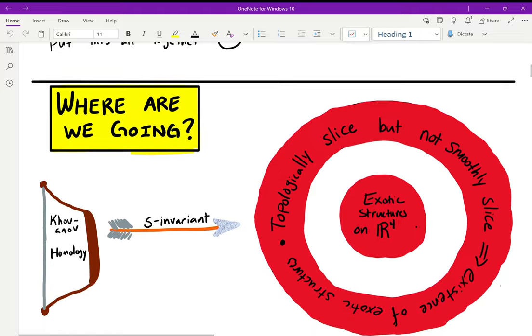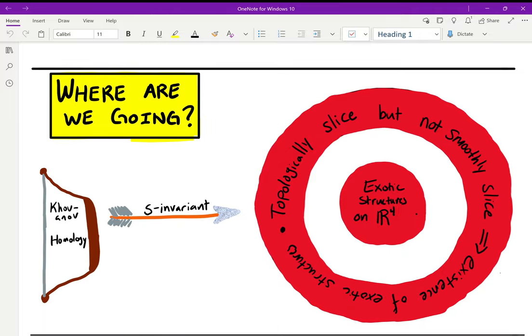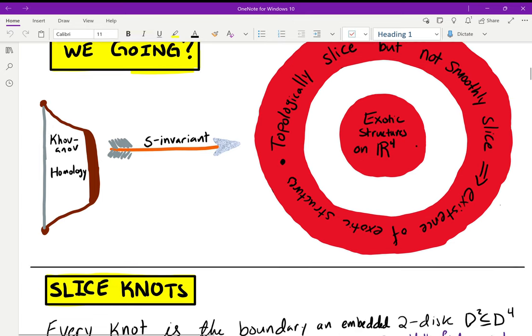So first off, this is the direction that we're going. I said this quickly at the beginning, but the idea is that Khovanov homology somewhat indirectly gives us something called the s-invariant, and we can use that to prove the existence of knots that are topologically slice, but not smoothly slice. And that construction allows us to have exotic structures on R4 without using gauge theory. So that's the direction for this talk.